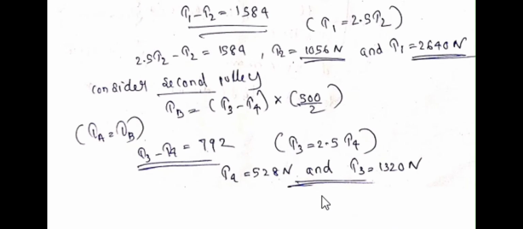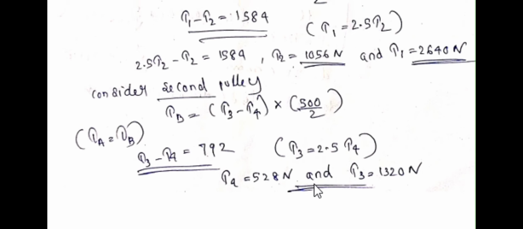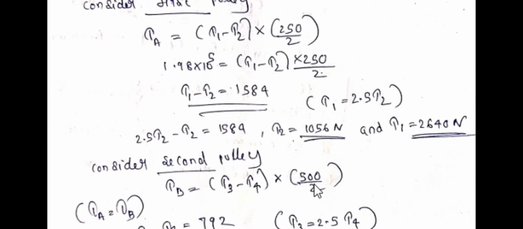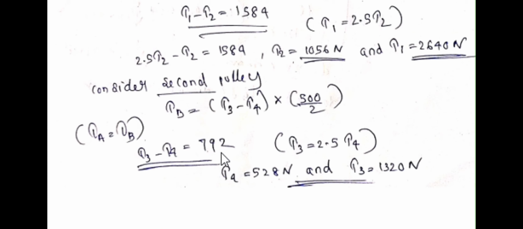In a similar way you can find it for the second pulley. The general assumption is that since both the pulleys are on the same shaft, the torque on both the pulleys is assumed to be the same. So that same value can be used here to find T3 and T4.